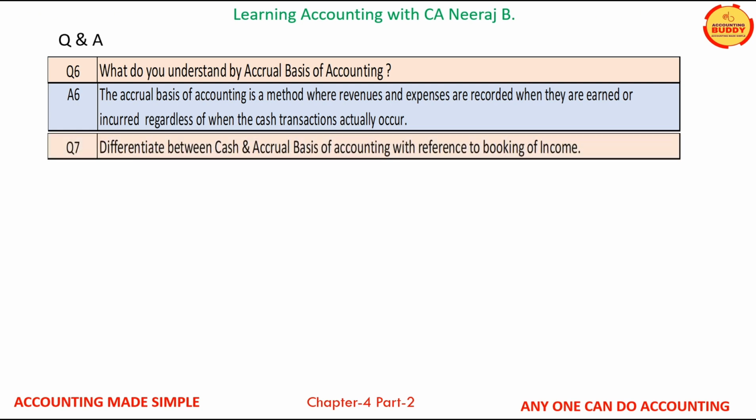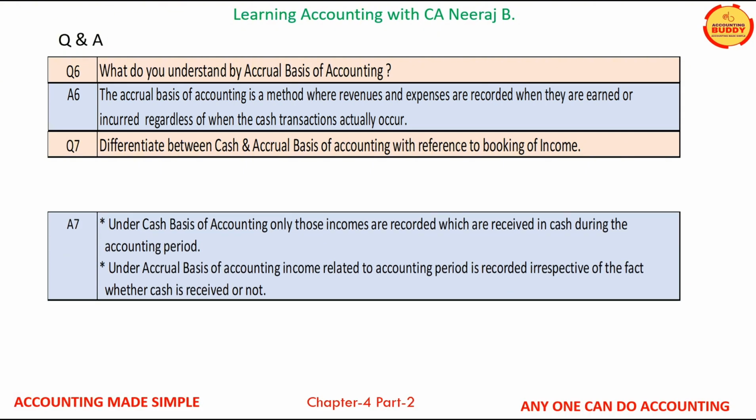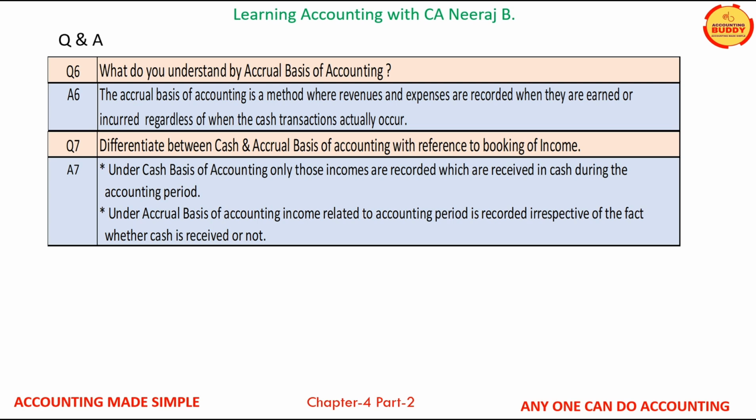Question number 7, differentiate between cash and accrual basis of accounting with reference to the booking of income. Answer is, under cash basis of accounting, only those incomes are recorded which are received in cash during the accounting period. While under accrual basis of accounting, income related to the accounting period is recorded when it is earned, irrespective of the fact whether the cash is received or not.